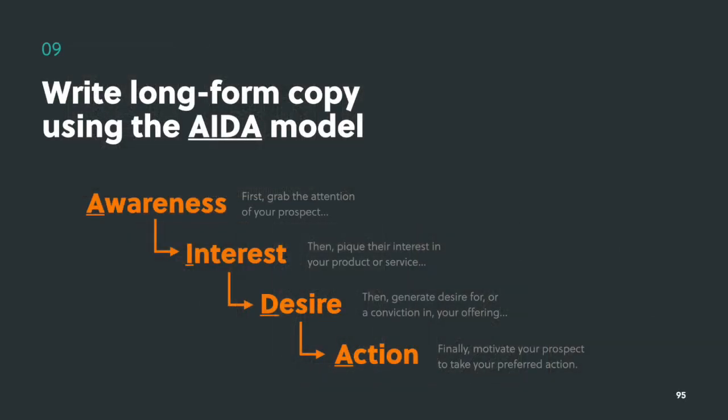9, when you're writing long-form copy for marketing, write using the AIDA model. Awareness, grab the attention of your prospect. Interest, pique their interest in what you're doing or what you're selling. Make it relevant to them. Desire, generate desire or a conviction in your offering. And finally, action, motivate your prospect to take your preferred action.